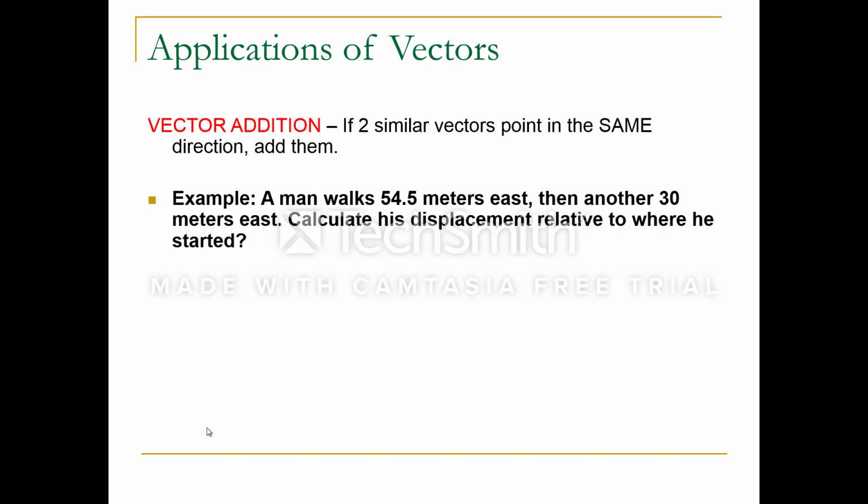Okay, so when you're looking at vectors, if they're in the same direction, so they're both east, north, south, whatever direction, you just simply add them. So here you have a man who walks 54.5 meters east, then another 30 east, calculate his displacement. You would draw one vector going to the east, and then you're going to add the other vector at the tail of the first one.